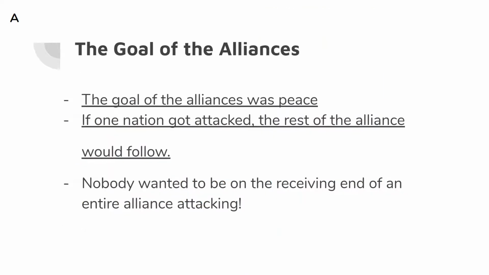Now, the goal of the alliance was actually peace, right? They were not making these alliances with the intention of immediately going to war. It was essentially meant to be a deterrent, right? If you are looking to fight, say, Germany, maybe you back off a little bit because you realize that they have 2 countries right behind them. You don't want to be the country that gets attacked by an entire alliance at once. That's not a good position for you to be in. So the alliance is meant to kind of dissuade or prevent war, but we'll see that it's definitely not going to end like that.